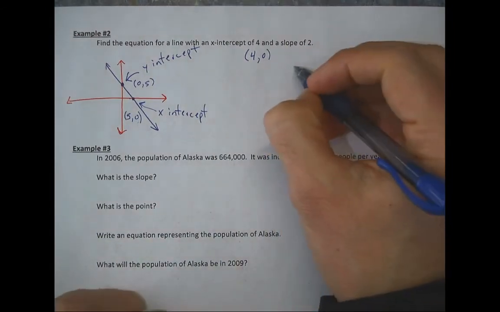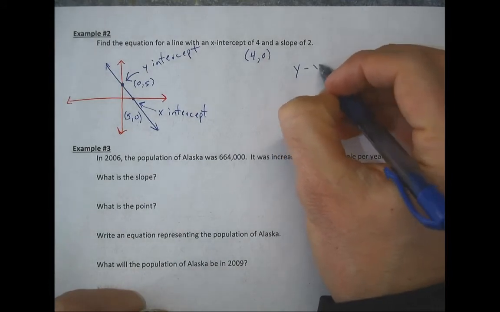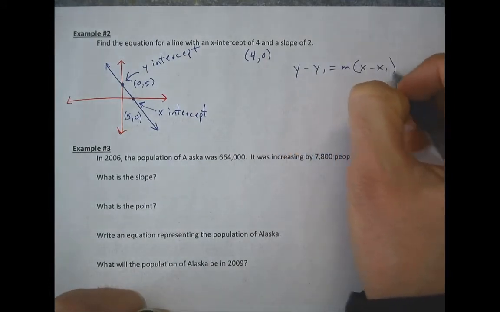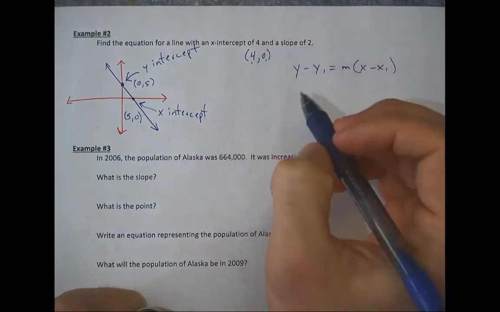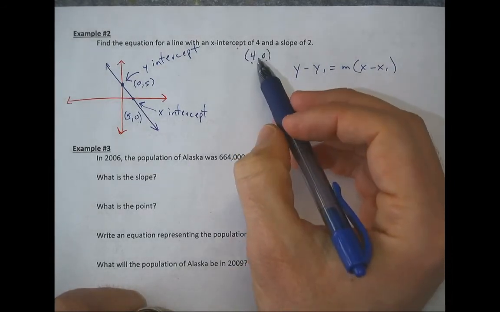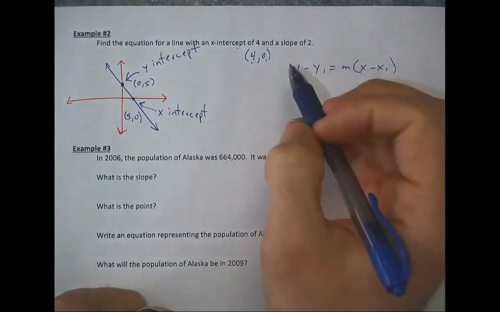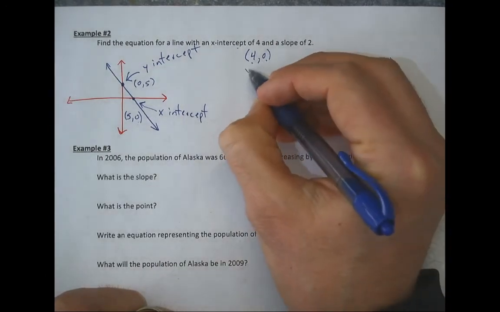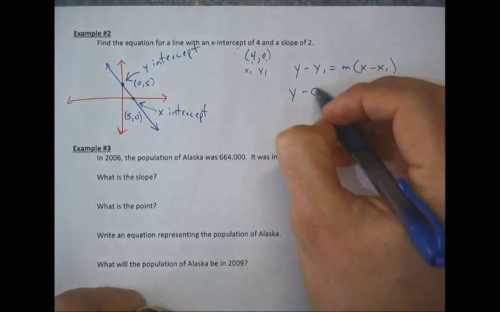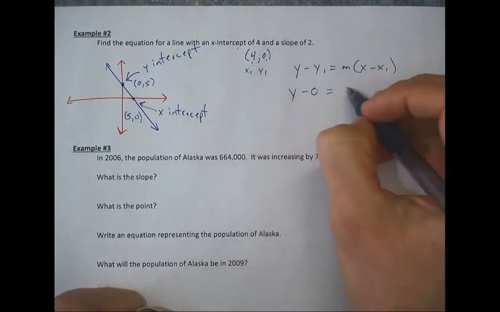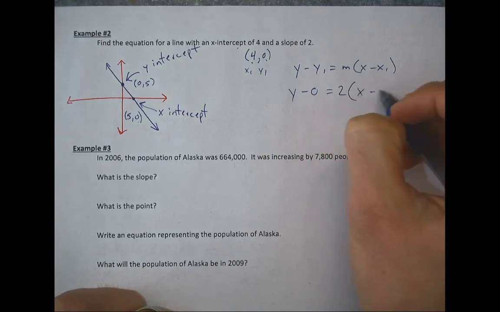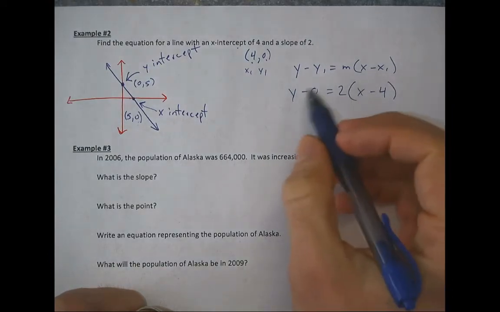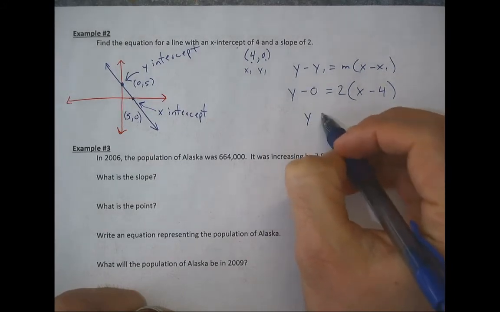So if we're going to plug this into an equation, we can use the y minus y1 equals m times x minus x1 equation. We're going to use (4, 0) as our point, and an x-intercept is actually a point because the y value is 0. So y minus, remember, x1 and y1, so 0. Slope is 2, x minus 4. Now this 0 is going to just go away, so it's already in y equals form.